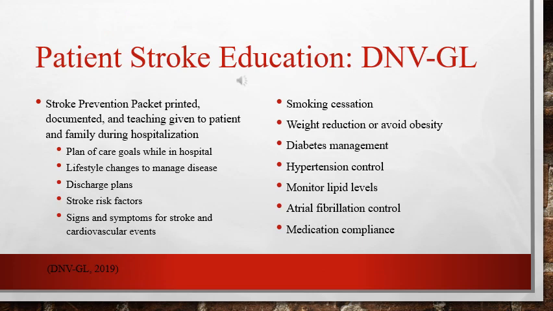Important things to consider is patient stroke education. So if we have this device in, most likely they have had some type of a stroke or something's happened that we're going to have to educate them. At North Florida, we are a comprehensive stroke center. So DNV GL is our credentialing agency. So we want to make sure that we print out a packet. This is actually a 51-page packet, and we need to make sure our patients get it.